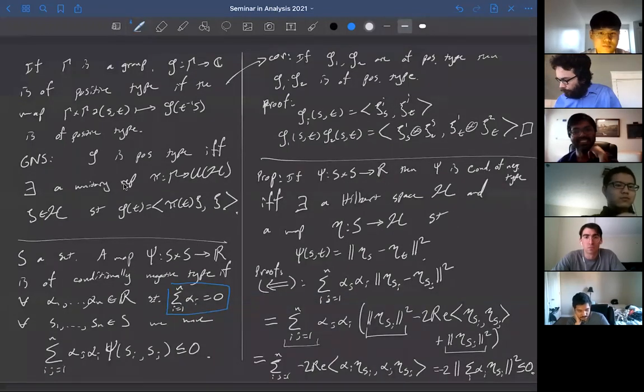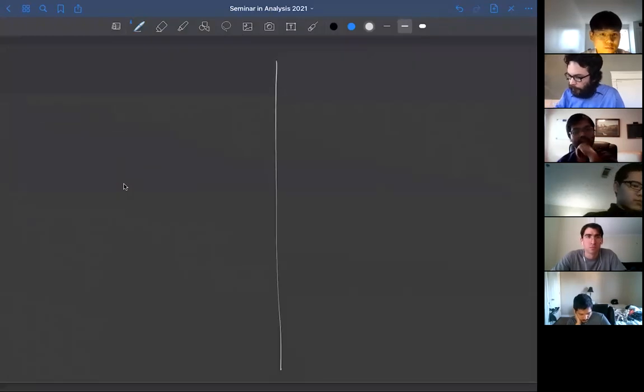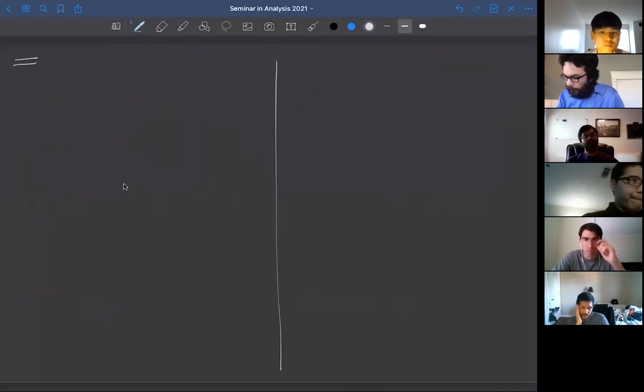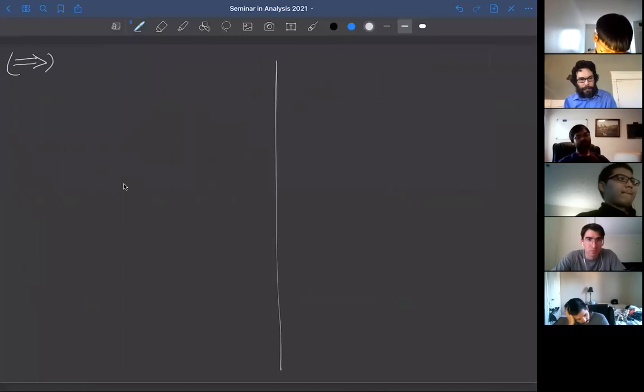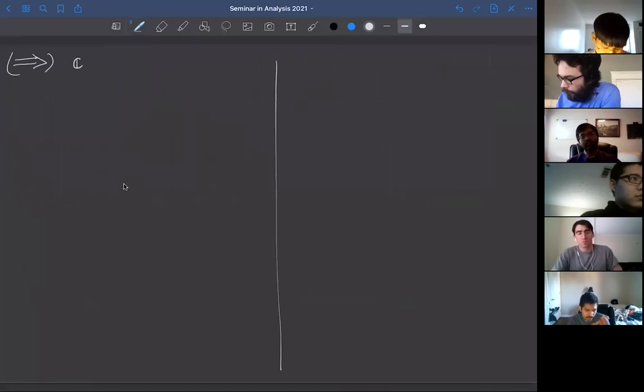All right. So here's the converse of this. That was that direction, so now we're going to prove this direction. If you're of conditionally negative type, then you are of this form. Again, we're going to do a similar thing where we use the formula for a negative type to give us an inner product. Specifically, the space we're going to get an inner product on is C sub 0 of S.